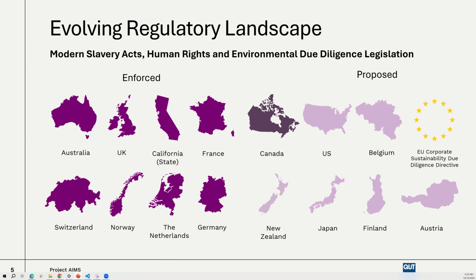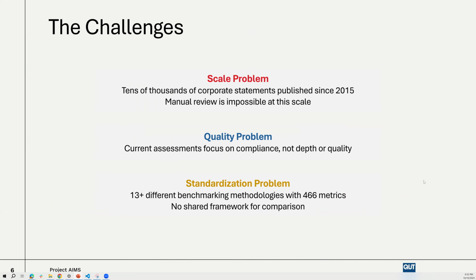And we have similar legislation now being passed across the globe that asks large corporations not only to look for modern slavery, but for human rights and environmental due diligence at large. And what all these laws have in common is that they have a reporting element. They're asking for the statements from companies to be made public.